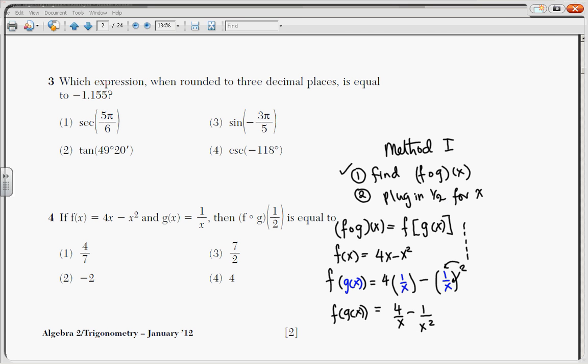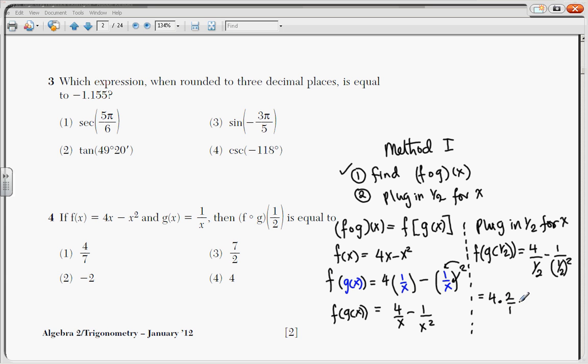So for the second part, plug in 1/2 for x. When I plug in 1/2 for x, it becomes f of g of 1/2 equals 4 over 1/2 minus 1 over 1/2 squared. So what is 4 over 1/2? Well, I can just multiply 4 by the reciprocal of the denominator. Anytime you're dividing by a fraction, you multiply by the reciprocal. So I'll flip this to 2 over 1.